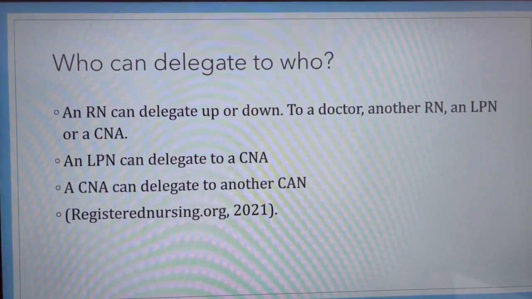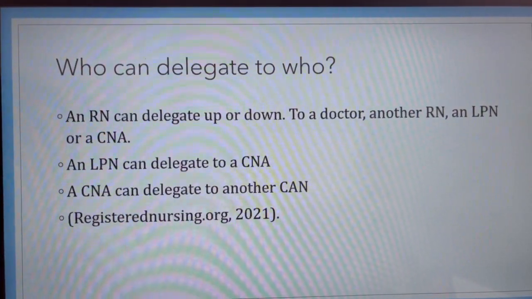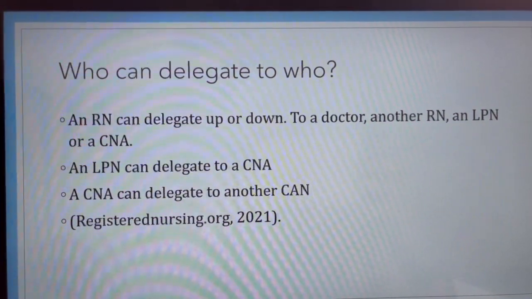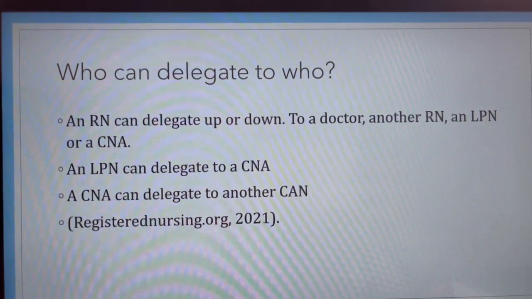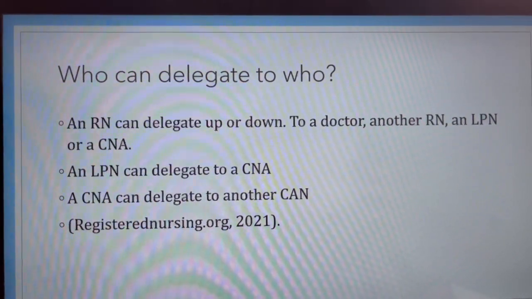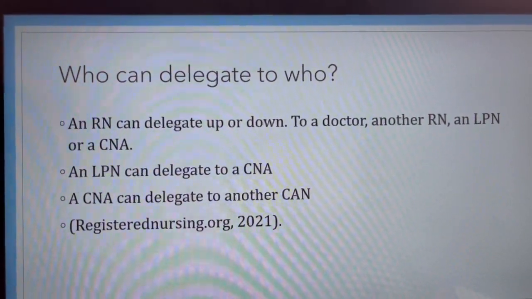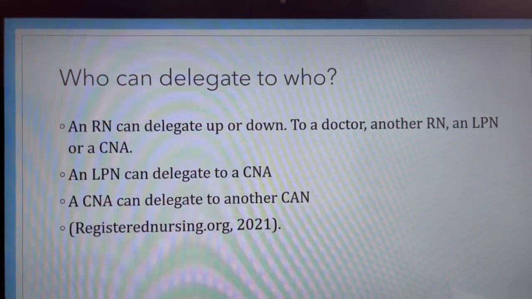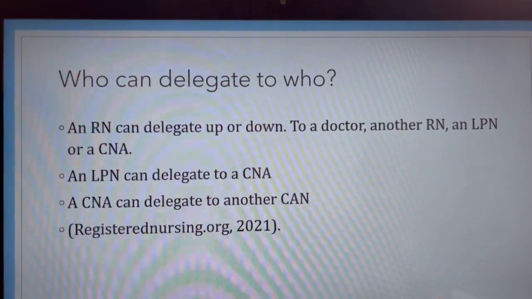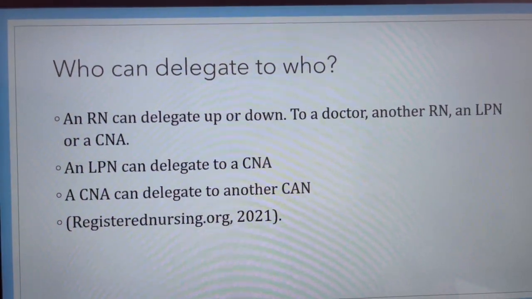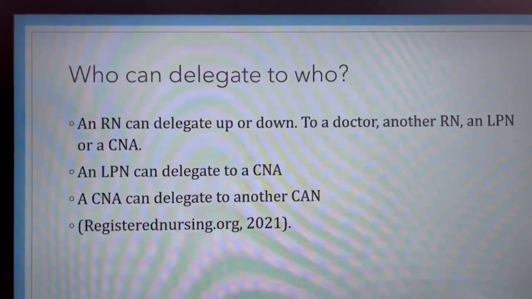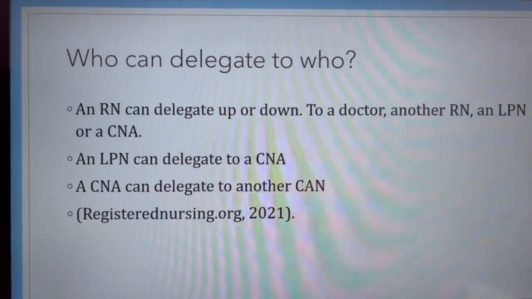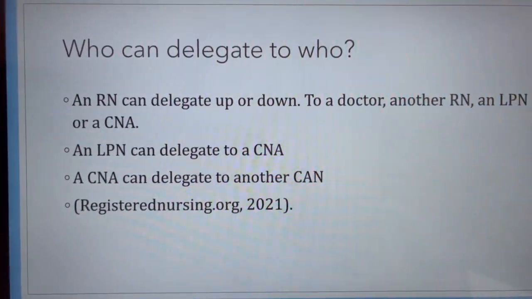An RN can also delegate to an LPN. For example, if the RN is busy doing an admission, she can delegate passing meds to an LPN. An RN can also delegate to a CNA or NA. Things such as feeding, changing, bathing, and blood sugar checks can be delegated to a CNA. Delegating to an RN should be easy because it's things that are already in your scope of practice.